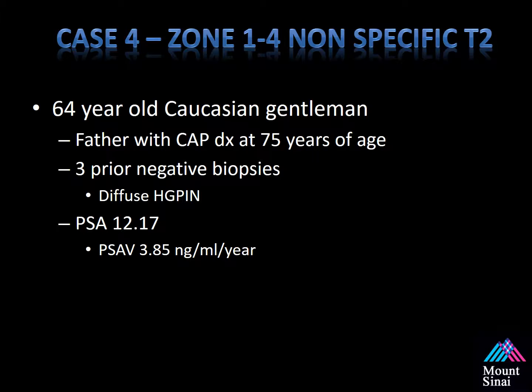Our fourth case is a patient with peripheral zone abnormalities that were non-specific findings on T2. So the entire peripheral zone, from the anterior peripheral zone all the way to the contralateral side. This patient had a father with prostate cancer diagnosed at 75 years of age. He had 3 negative prostate biopsies, and they were read as diffuse high-grade PIN. His PSA continued to increase. It was as high as 12.17, and his PSA velocity is 3.85 nanograms per milliliter per year.